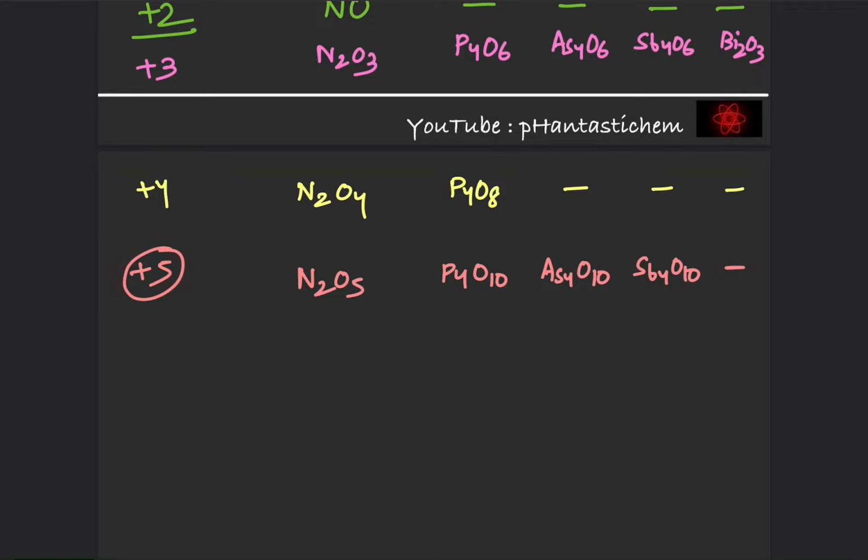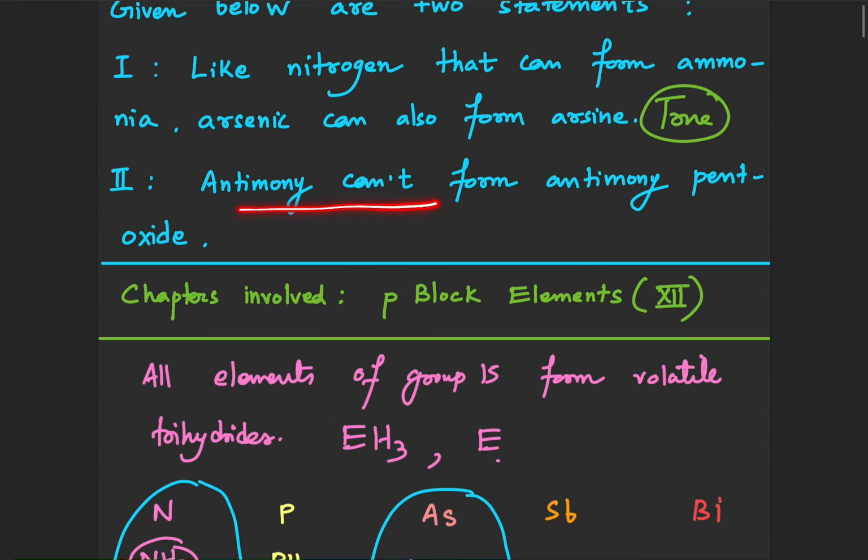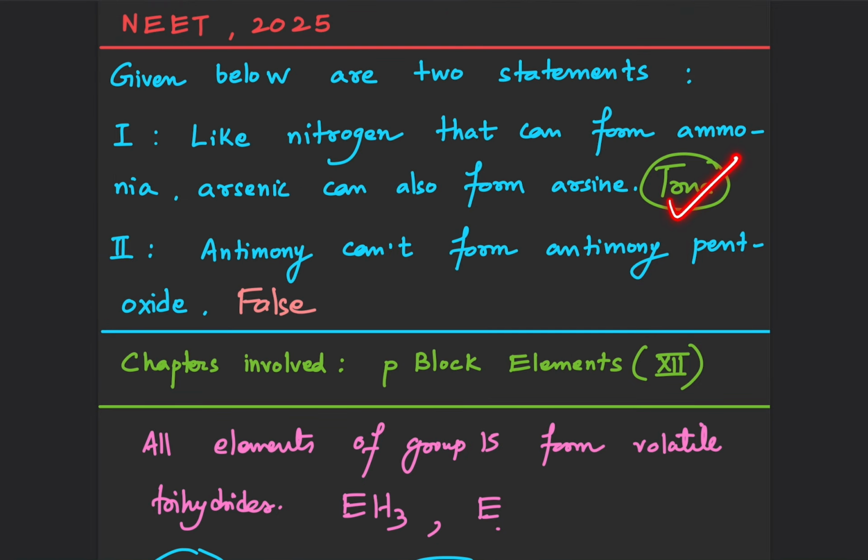Okay, so our statement 2 talks about whether antimony forms antimony pentoxide or not. Yes, it does form antimony pentoxide, although it will be less stable compared to the other pentoxides. So statement 2 is saying that antimony can't form antimony pentoxide. No, this is incorrect. Antimony can form antimony pentoxide, so this is a false statement. Therefore statement 1 is true and statement 2 is false.